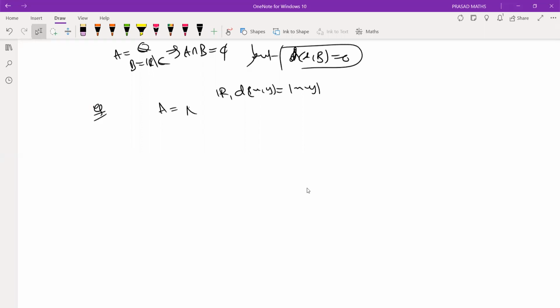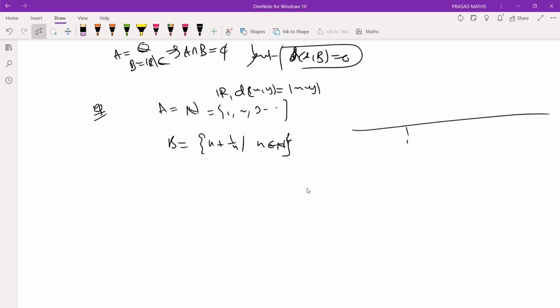My set A is natural numbers, counting numbers, right? My set B is nothing but, suppose you can take like this, n plus 1 by n, such that n is a natural number. So actually, you go for this. This is 1, my first point of the set. What is my second set? 1 plus 1 means 2. So some points coincide, is it or not? So we can expect that the distance between A to B is 0.